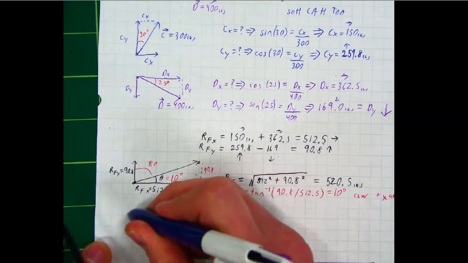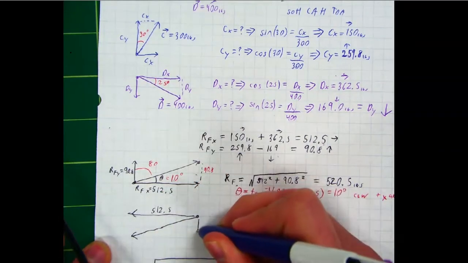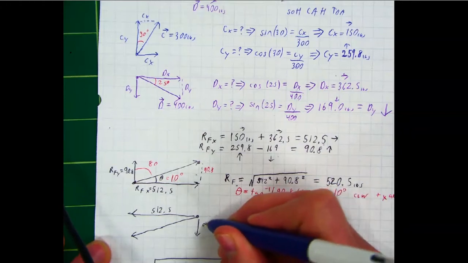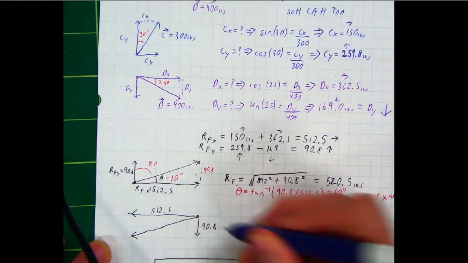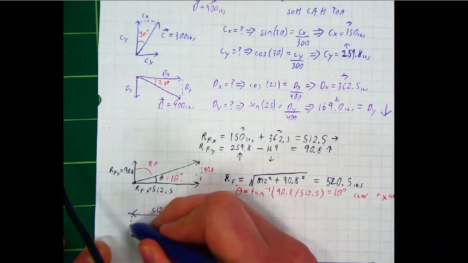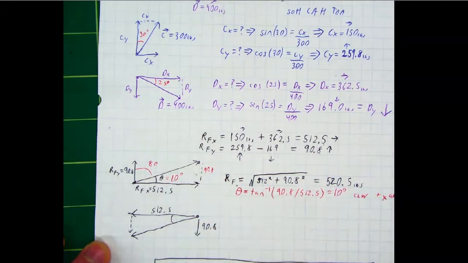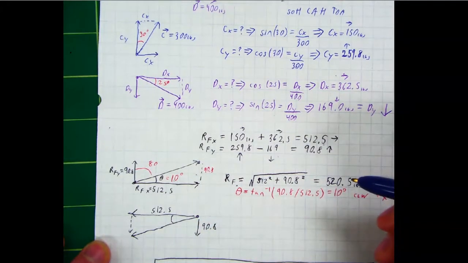512.8 is the x component. I'm sorry, 512.5, and this is 90.8. And so you might say, well, Mr. Anderson, isn't it the exact same thing in the exact opposite direction? Wouldn't we get the exact same magnitude and the exact same angle in the opposite direction? And the answer is yes.